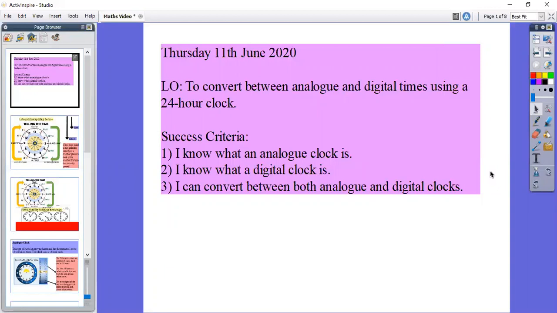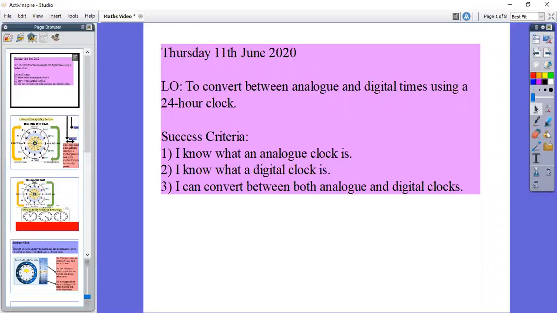Now this week we are moving on to time, and Thursday's lesson I'll be explaining for you right now. The LO for this lesson is to convert between analog and digital times using a 24-hour clock. Now to be successful in this lesson, we need to know what an analog clock is, we need to know what a digital clock is, we need to be able to convert between both analog and digital clocks.